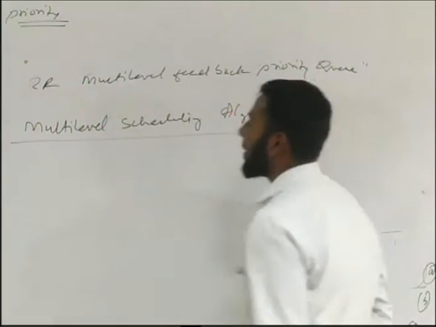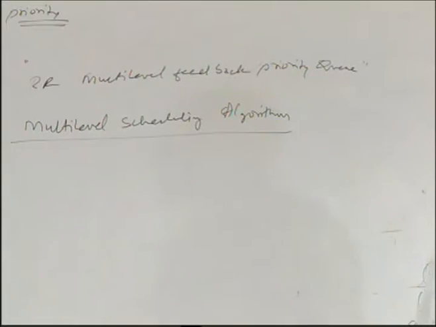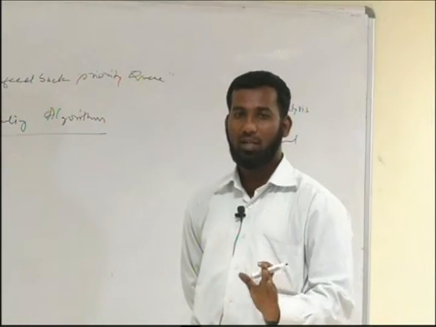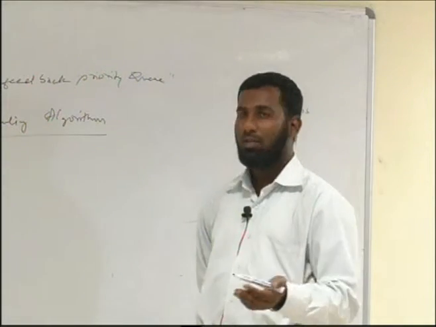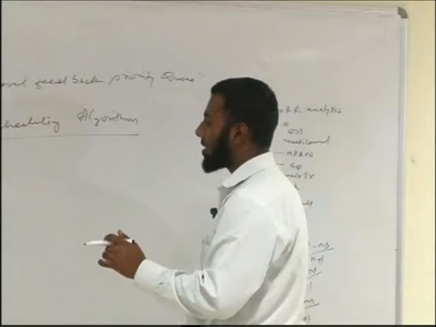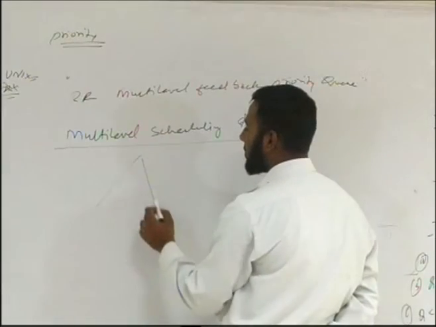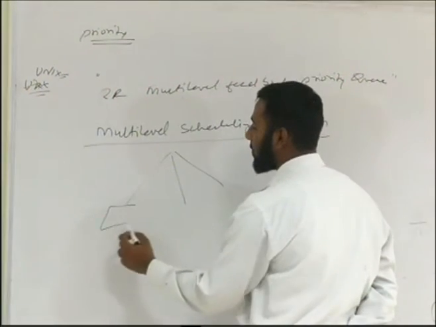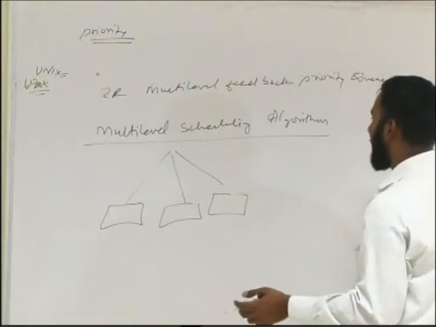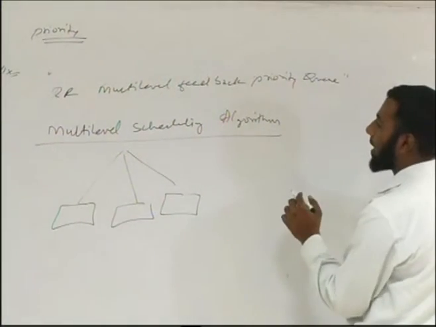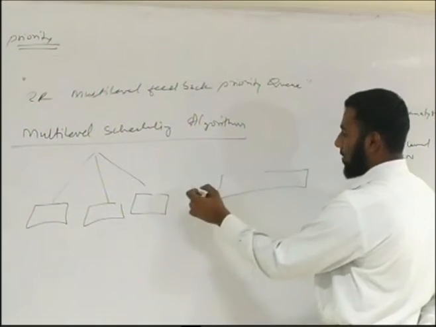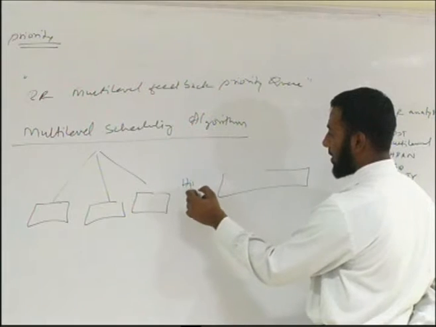In the multi-level scheduling algorithm, each and every process is divided into different classes depending upon its type. So depending upon the type of process, each process is classified, and for each classification we will have one queue. Now the resulting mechanism would be, there will be one level of queue. This queue will have the highest priority.